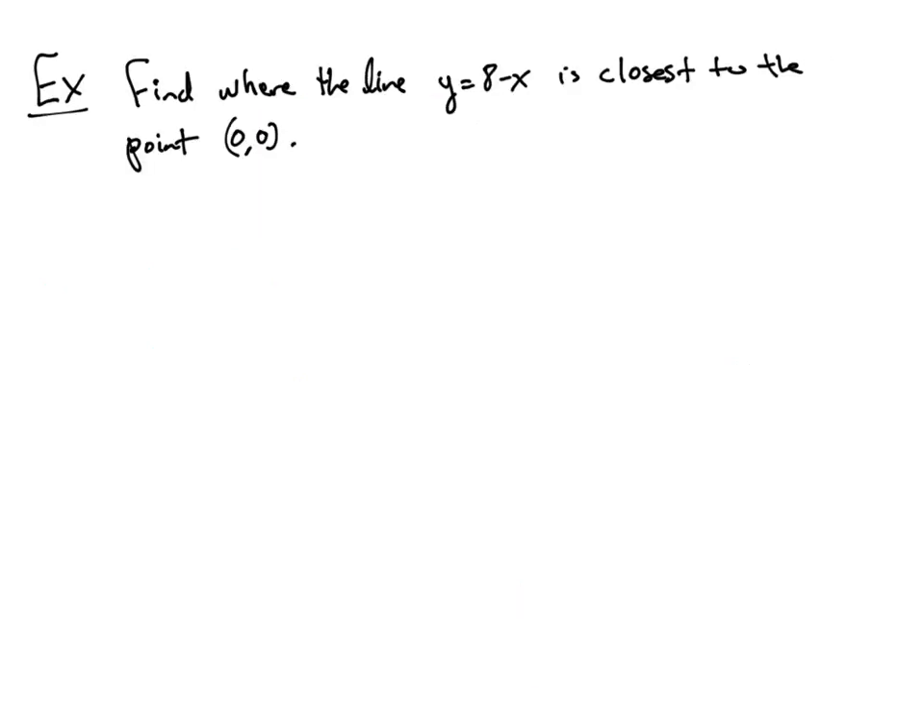Okay, in this last example, it says, find where the line y equals 8 minus x is closest to the point (0, 0). So when is this line closest to the origin? When we're talking about distance, in this case, we're going to use the distance formula. So the distance is going to be the square root of (x2 minus x1) squared plus (y2 minus y1) squared.